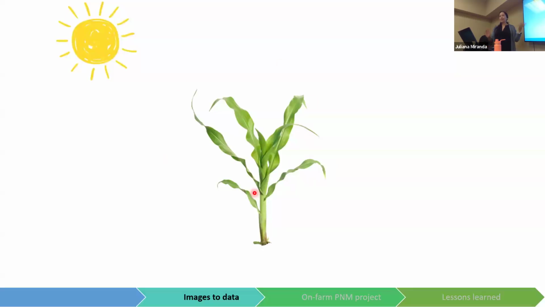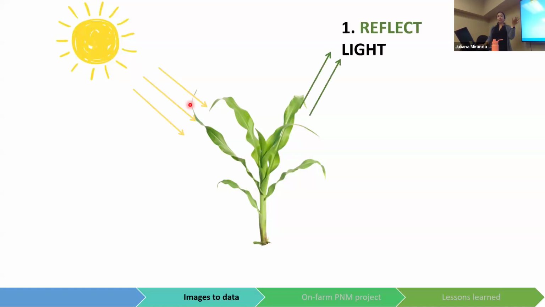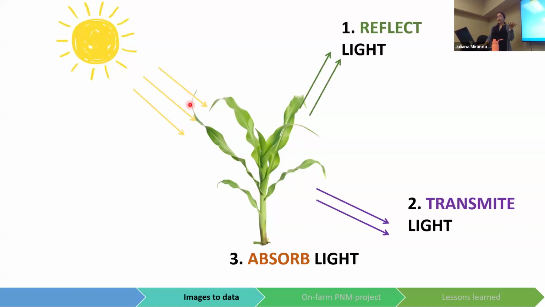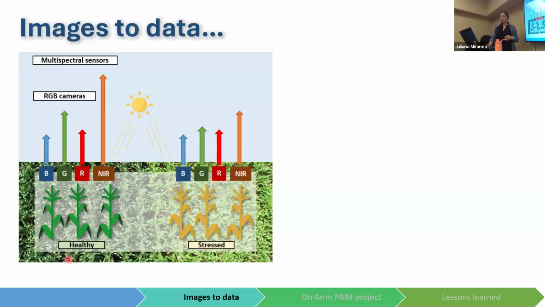And everything starts with the plant. The plant interacts with the light from the sun in different ways. It can be reflected, it can be transmitted, and it can also be absorbed by the plant. And this concept is very important because depending on the status of the plant, it is going to reflect that light in different ways. For example, a healthy plant is going to reflect a lot of green. That is why we see that plants are green, because that is the light that is being reflected.